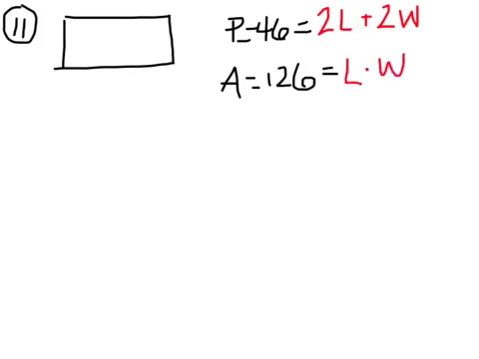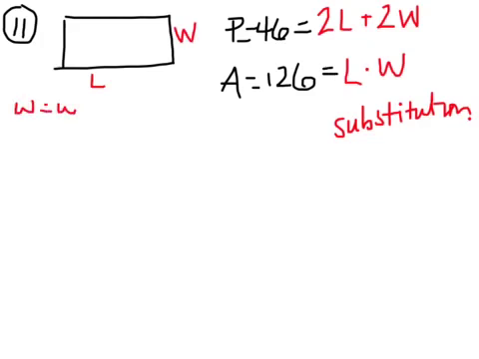Now, the reason we have two equations here is we're going to be able to do something called substitution that we learned about earlier in the year. When you have two equations, you usually use one equation to help get rid of a variable, and then you plug it in the other equation to solve it. So if you think about the length and the width, the book gives you a hint. It said, let W be the width.